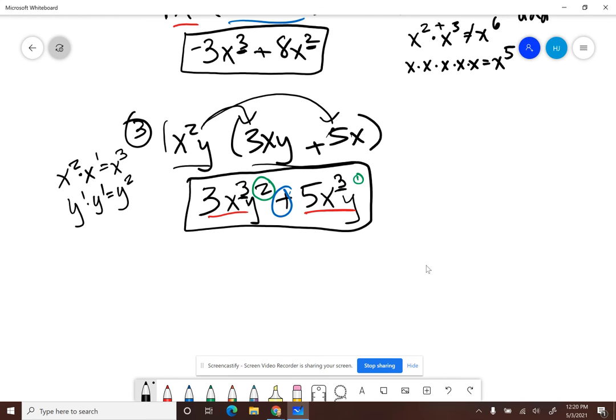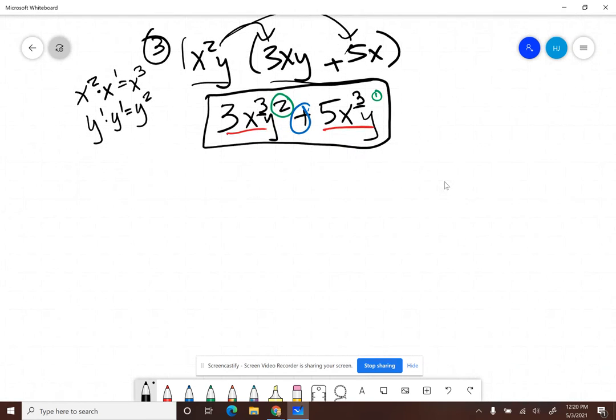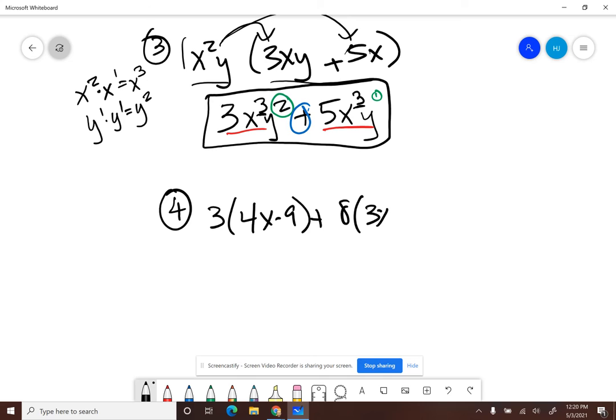All right, let's look at one more where you are going to have to combine some like terms and do a little bit of everything here. So we have 3 times 4x minus 9 plus 8 times 3x plus 2. And so again, we have monomial, binomial, monomial, binomial again. So I'm going to have to distribute these terms.